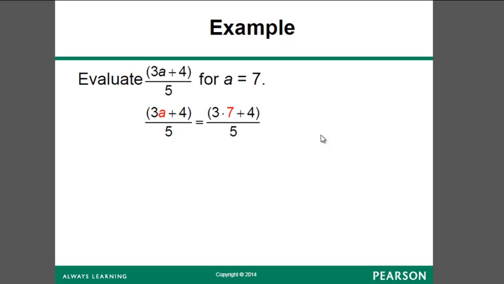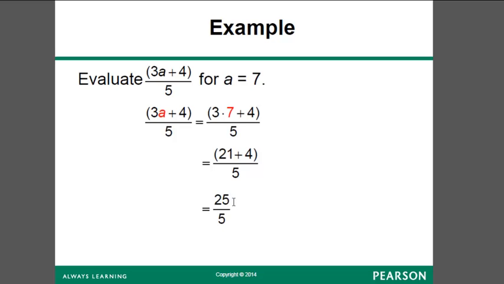And then I'm going to follow my order of operations, working on this right-hand side of my expression. Looking at this, I do have parentheses, so I want to do everything inside that parentheses first. Looking inside, I do not have any exponents, but I do have the multiplication. So I want to do the multiplication first. 3 times 7, which gives me 21. Then I still want to continue working inside the parentheses. So I want to do 21 plus 4, which will give me 25.